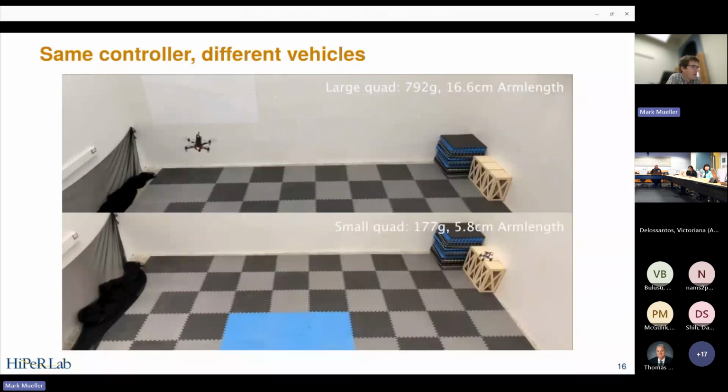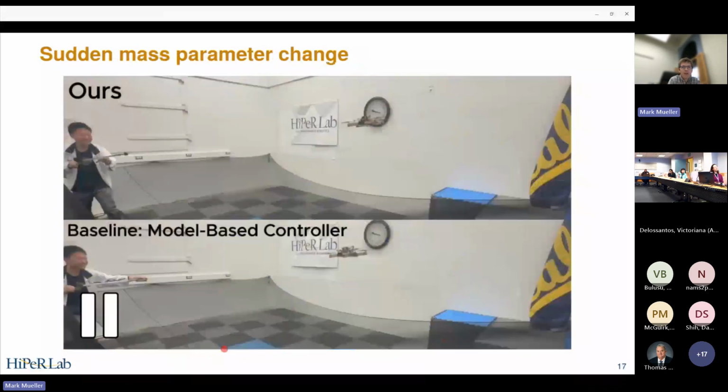So what you're going to see here is the ability to respond to variations in flight. This vehicle is going to fly a horizontal circle. There's two videos here. The top is the learning-based controller. The bottom is our standard model-based controller. And we will have Jerry being the sadist over here.